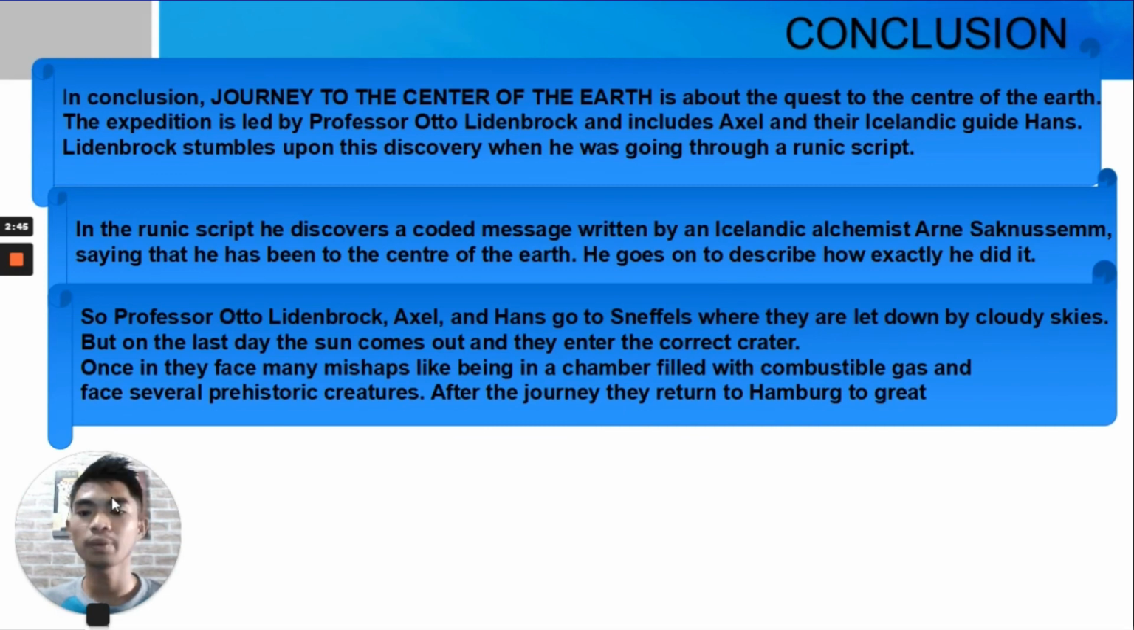So Professor Otto Lidenbrock, Axel and Hans go to Snaefell, where they wait for the sun to show the correct crater. But on the last day, the sun comes out and they enter the correct crater. Once inside, they face many mishaps, like being in a chamber filled with combustible gas and facing several prehistoric creatures. After the journey, they return to Hamburg.